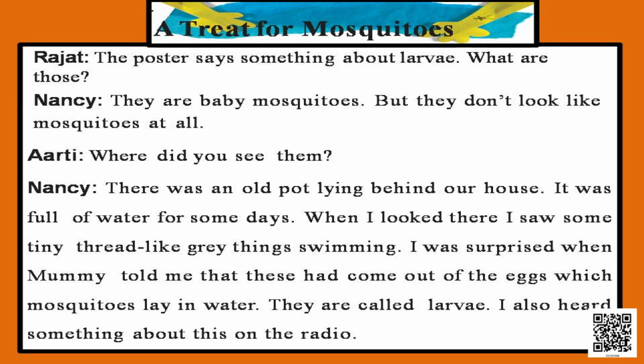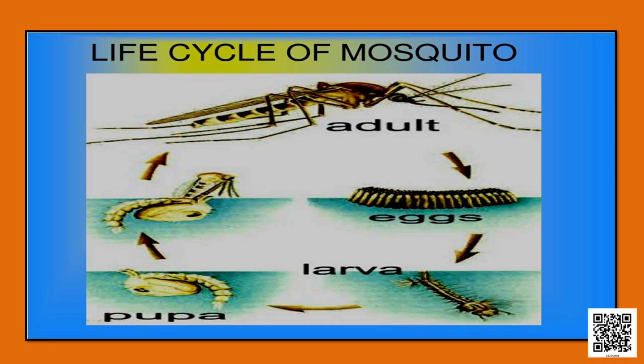Now there is a discussion among the students about the poster. Rajat says the poster says something about larva. What is that? Nancy explains that they are the baby mosquitoes, but they don't look like mosquitoes at all. They are the baby mosquitoes known as larvae, and slowly they become pupa, and then they become adult mosquitoes. Again this process continues.